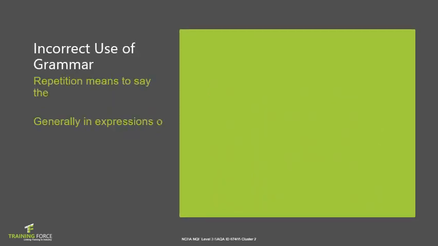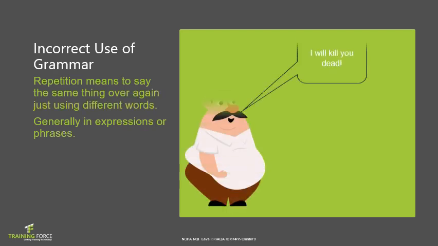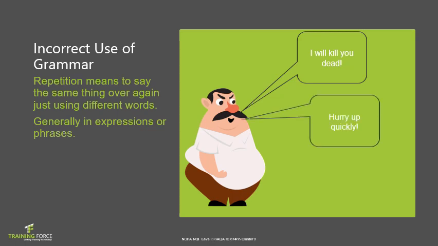Repetition means to say the same thing over again, just using different words. So let's take a look at Grumpy over there. Grumpy says, I will kill you dead. If I kill you, you are dead. Kill and dead mean the same thing. Hurry up quickly. Hurry up means quick. I smell it in my nose. Really? That's where we smell. We smell with our nose. So at the end of the day, when we use grammar, we must make sure that we're using the correct words at the correct time in the correct contexts.